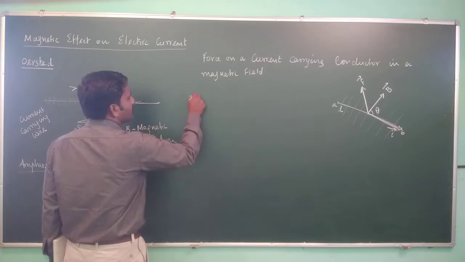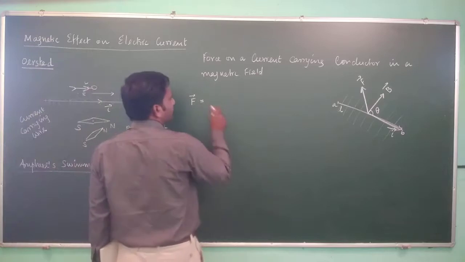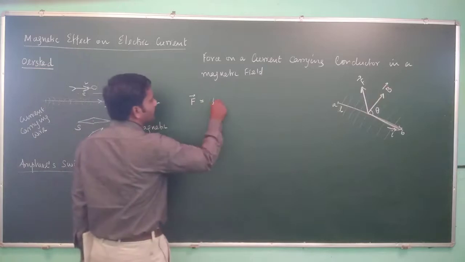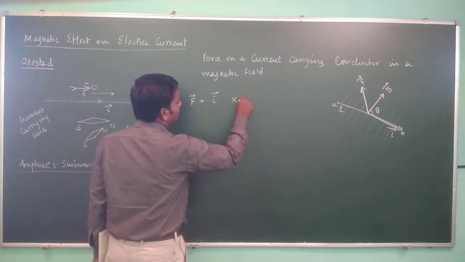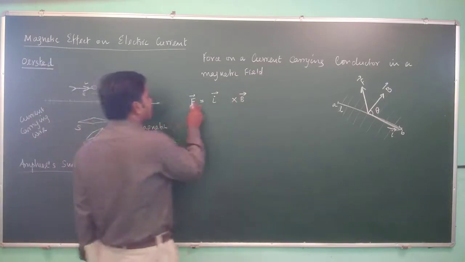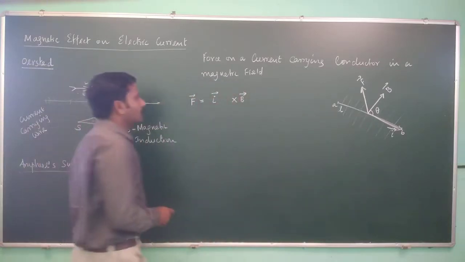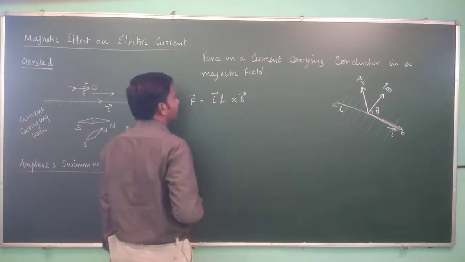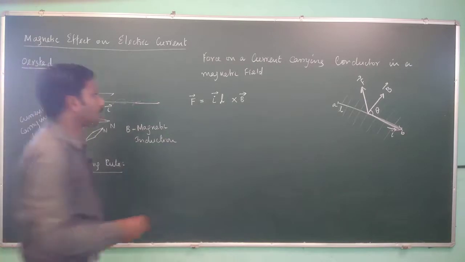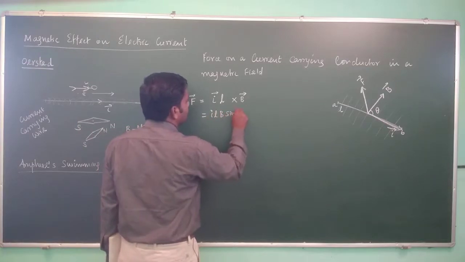So the equation for force is F vector, which is nothing but I vector cross product B vector. But the magnitude of the force is accounted with the total length of the current carrying wire, so you have to multiply this with L. So that is I vector L cross product B vector. This you can write as I L B sin theta.